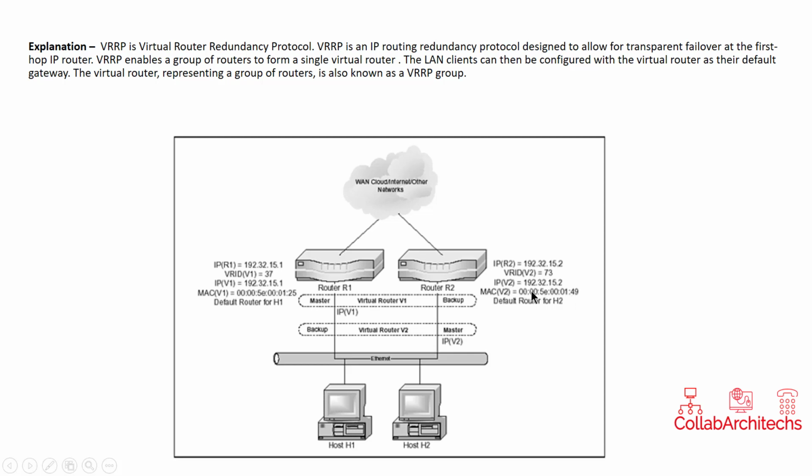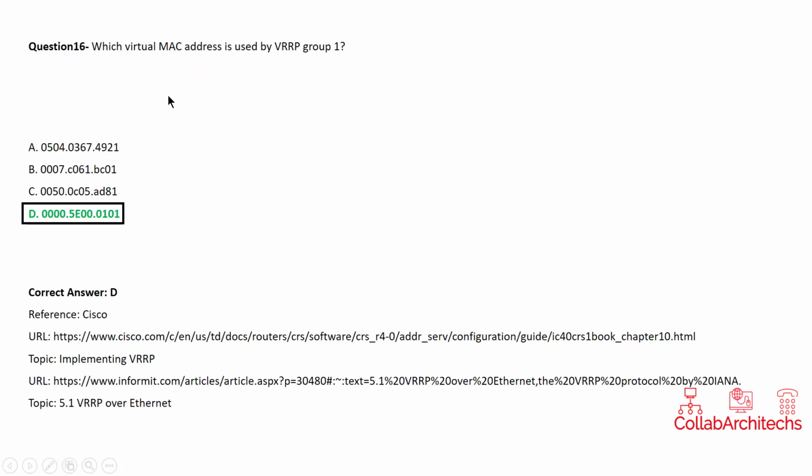So the correct answer for this question is option D, which is 00:00:5e:00:01:01. The last 01 can be anything, but the rest is common. So option D is the correct answer, and these are all the references which I have already shared in my channel. You can explore more if you want.